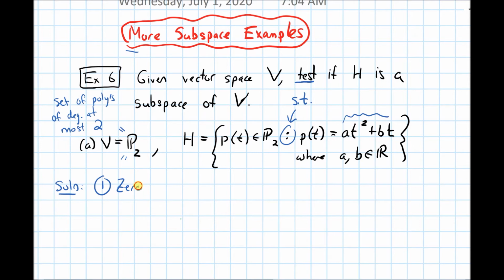So the first property is: is 0 in H? And notice that this time when I've written this, I've deliberately not written the word the 0 vector, because my set doesn't contain vectors. It contains polynomials. So I'm just asking, is 0, sort of like the 0 element, in H? Is it in my set?